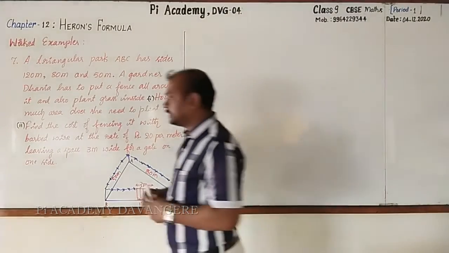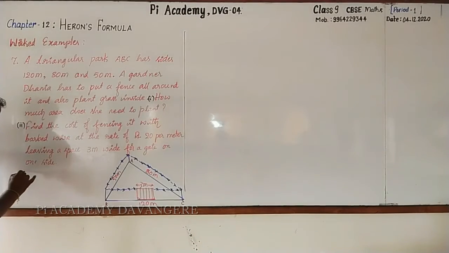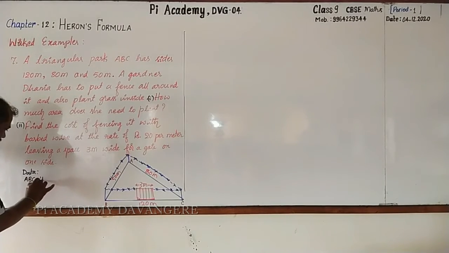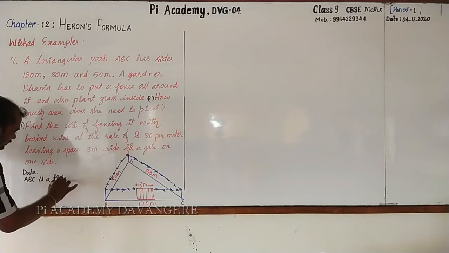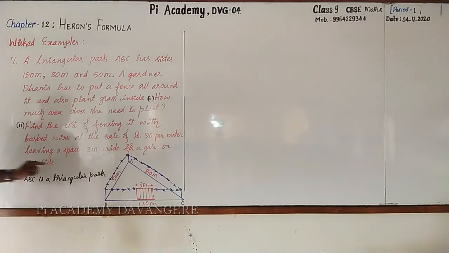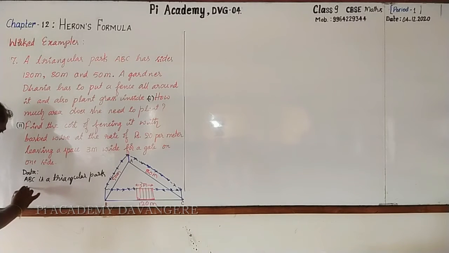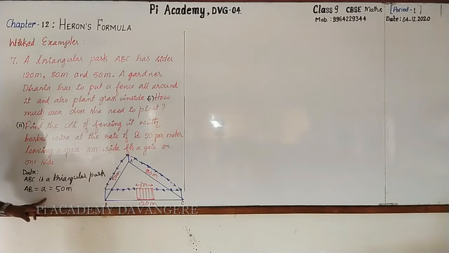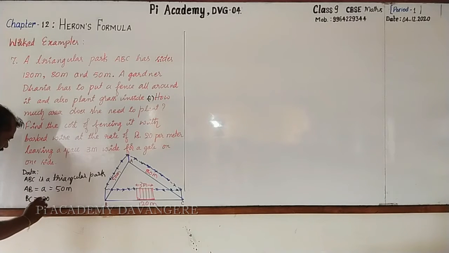Yes. Before that, let me write the data. ABC is a triangular park. Next, they have given the sides. AB is how much? It is 50 meter. I take this as small c. BC, this is 120 meter, and let us take this as small a.